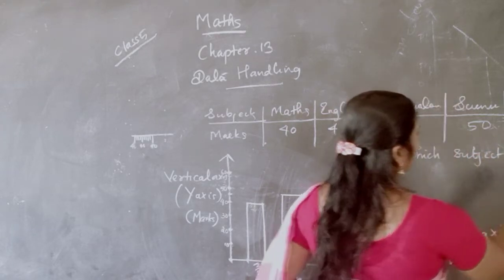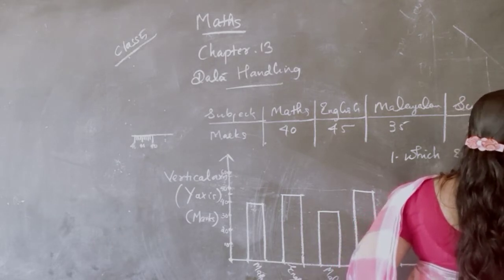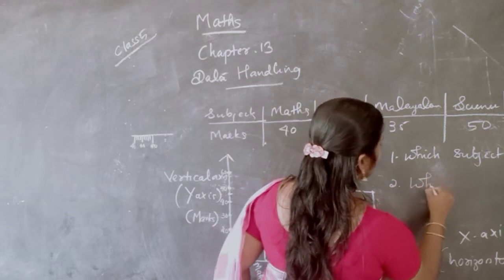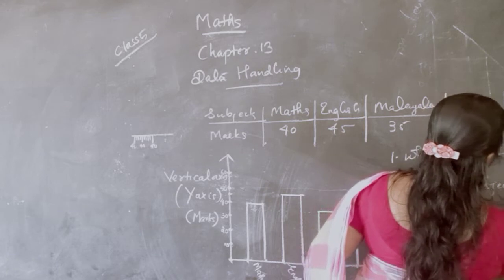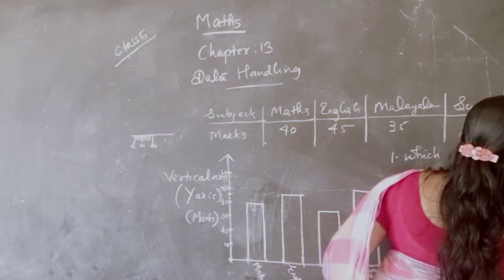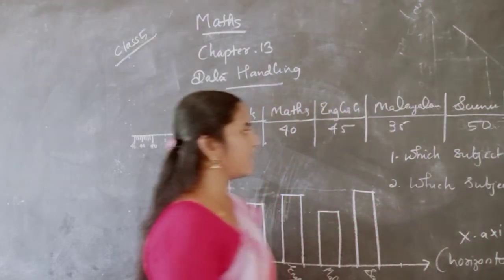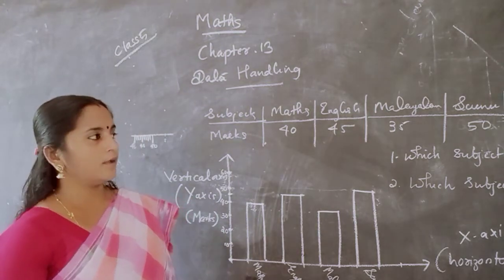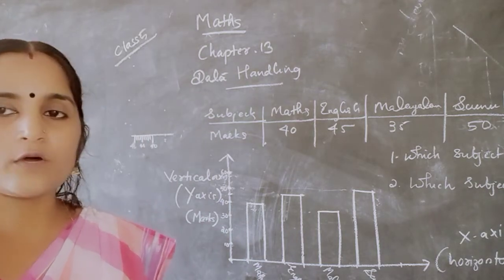If a question asks like this, which subject scored the highest mark, that's the first question, and which subject scored lower mark or less mark. What's the answer of these two questions? Which subject scored the highest mark and which subject scored lower mark?